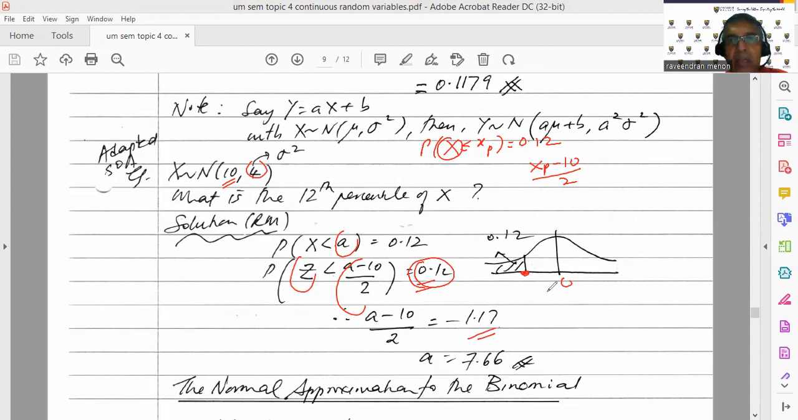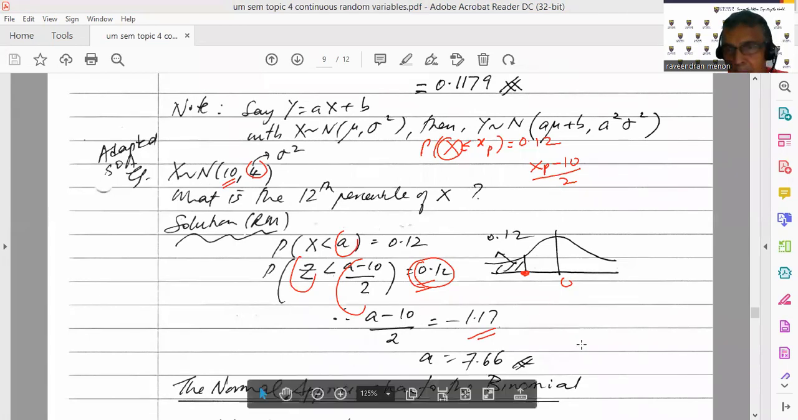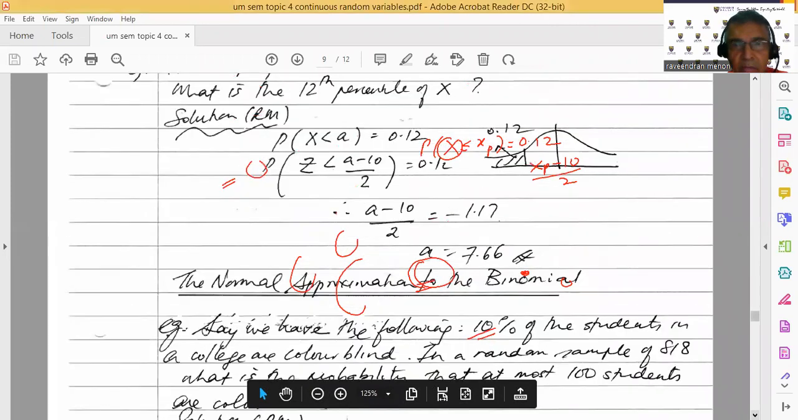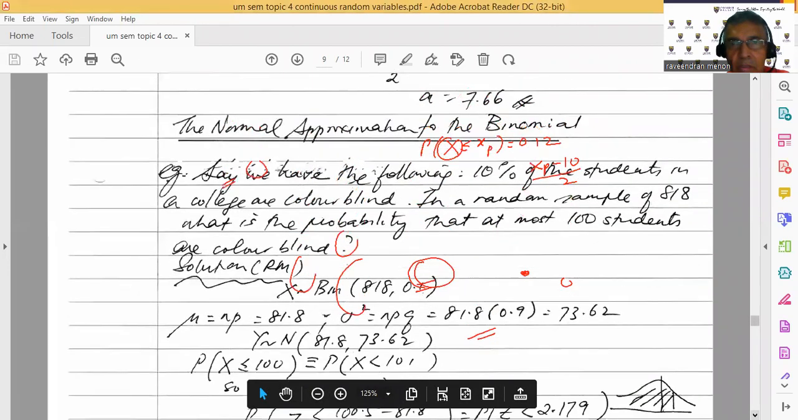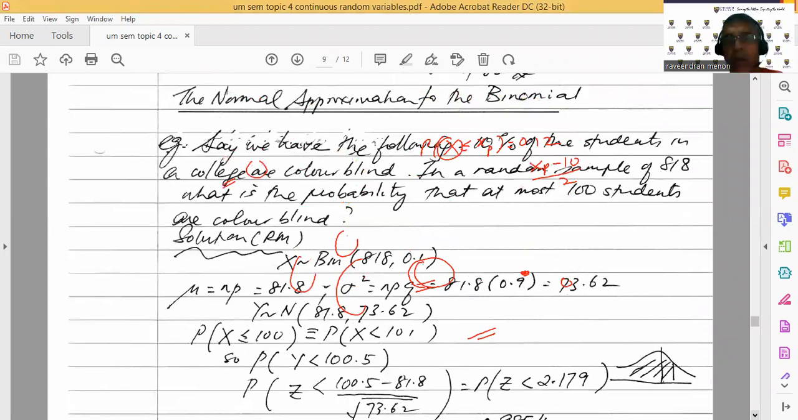Okay. Next, I want to talk about the normal approximation to the binomial distribution, right? So let's learn it using an example and then we'll formalize it, yeah? So we have the normal approximation to the binomial distribution. So first things first, yeah?